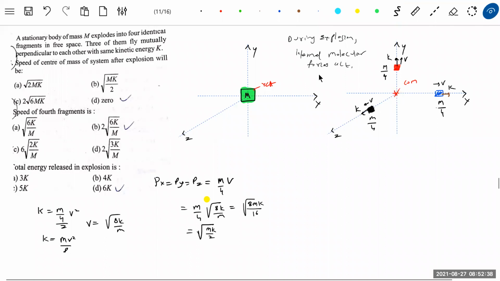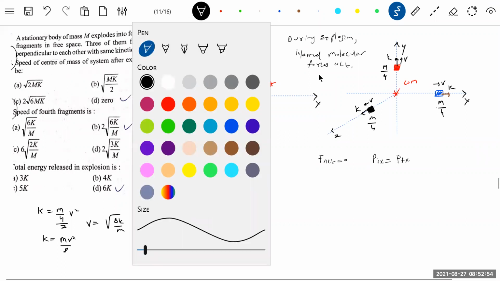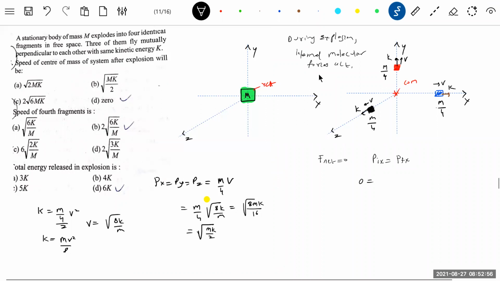Can we apply conservation of linear momentum? Yes, the net force on the system is 0. So in what direction will you apply conservation of momentum? In space. So initial momentum equals final momentum. What is the initial momentum? 0. Final momentum, we have Px i cap, Py j cap, Pz k cap, plus the momentum of the fourth fragment, which we don't know, P4 bar.